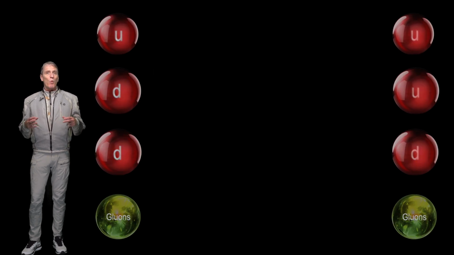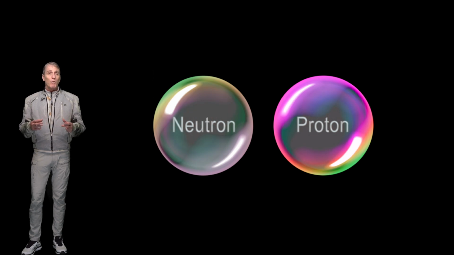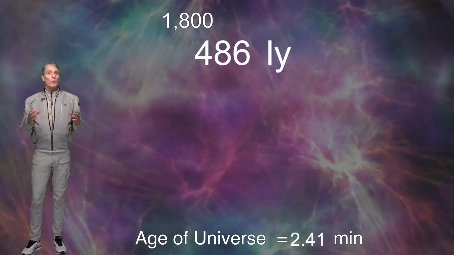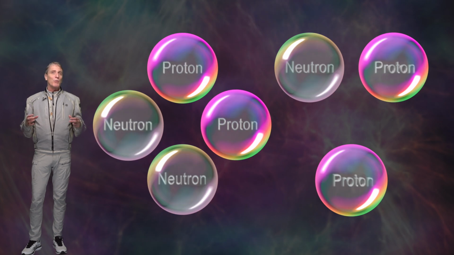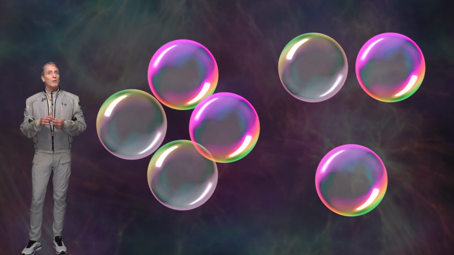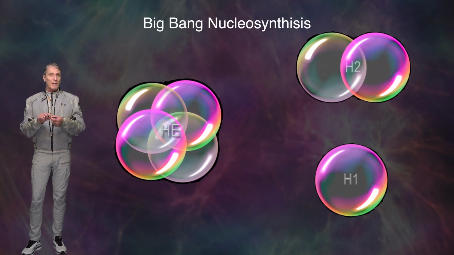At this temperature, quarks were able to combine to create neutrons and protons. At around the 3-minute mark, the universe had cooled all the way down to about 1.8 billion degrees, and it was 600 light years across. At this temperature, neutrons were able to bond with protons to create the first atomic nuclei. This process lasted for about 17 minutes and was called the Big Bang nucleosynthesis.